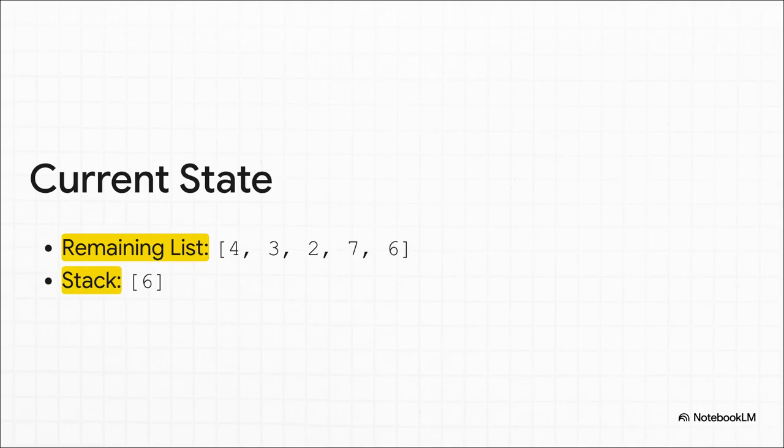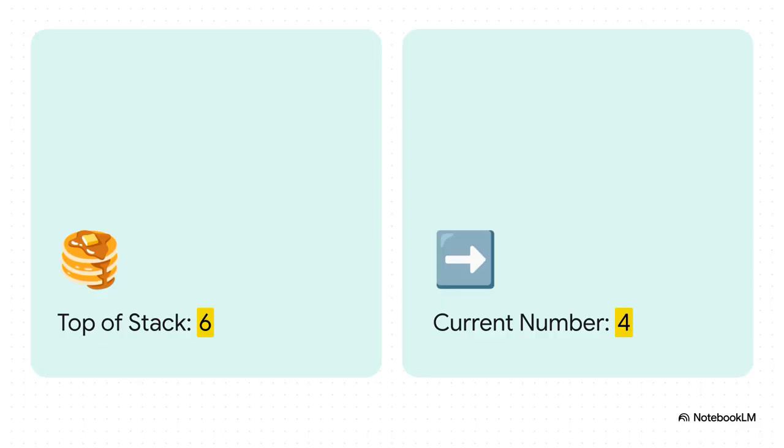Now we grab the next number from our list, which is 4. Aha! Now things get interesting. We've got our incoming number, 4, and we need to compare it to the number that's currently on top of our stack, which is 6. The big question is, do they share a factor? So, we run the GCD on 6 and 4, and what do we get? We get 2. And since 2 is definitely bigger than 1, our rule kicks in. These two numbers can't stay separate. That means it's merge time.